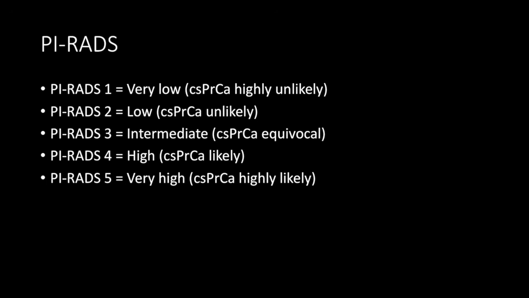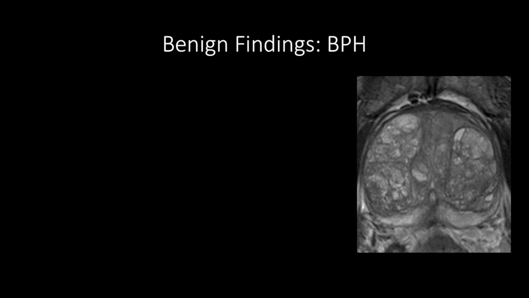So now that we know some basic anatomy and what tumors might look like, it's important that we get a good feel for what normal looks like. More specifically, understanding what the common benign findings are, and that will help us better see cancer when it's there. So let's discuss some common benign findings by looking at some pictures.